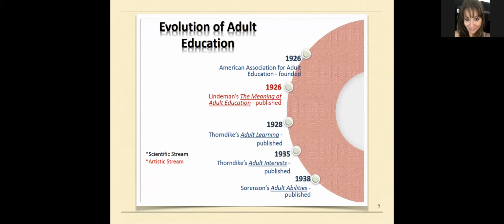So this is again taken from our slides, just the evolution of adult ed. We can see that the majority of theorists and following really focused on more the scientific stream.